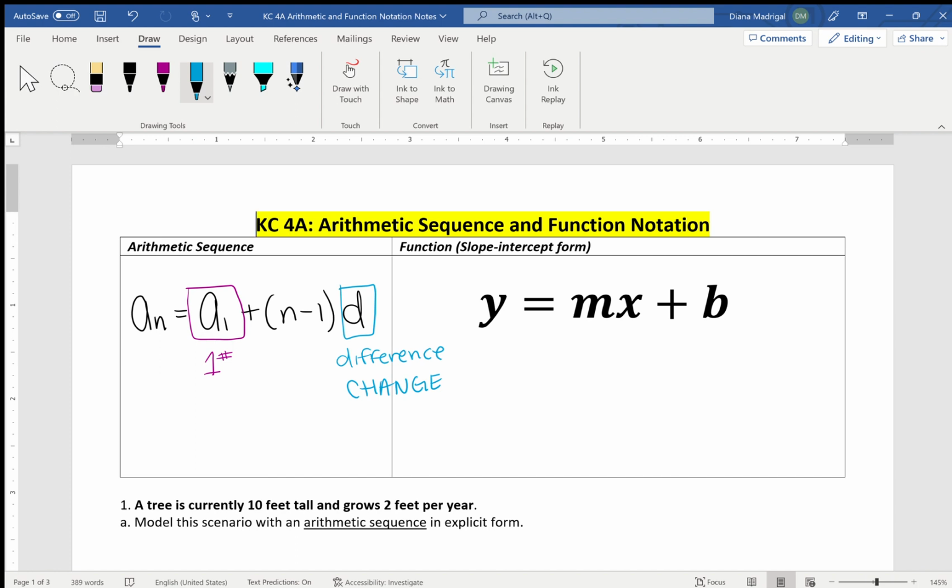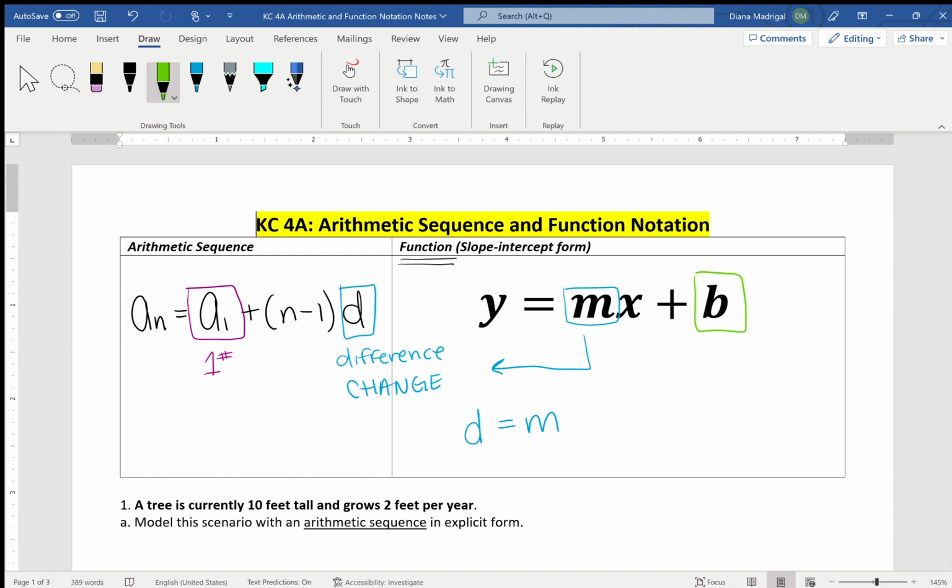The new equation is the function notation. It's called the function. All right, it's y equals mx plus b. The m is also going to change and the b is going to change. M is also your change, so that means that d equals m. That means that whatever number I'm going to use for the letter D in the arithmetic sequence, that's the same number I'm going to use for the letter M in the new equation. The one that we have to actually do some math to figure out is going to be letter B.